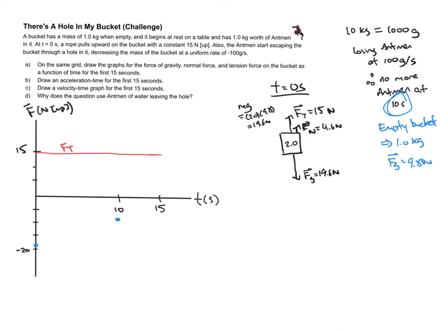And then after this, from 10 to 15 seconds, it's just going to stay the same mass from there on. So the force of gravity is going to be negative 9.8 newtons for the final 5 seconds. So in between there, the ant-men are leaving the bucket at a uniform rate. So that's going to cause this to be a straight line.